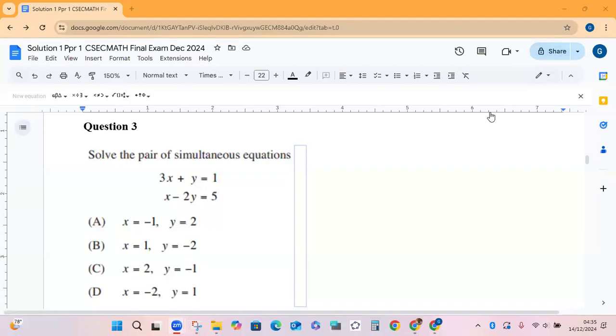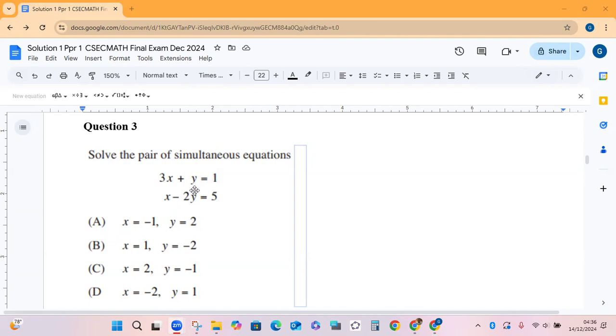Here we are going to discuss and demonstrate how to solve a pair of simultaneous linear equations. There are different methods. You have the elimination method, the substitution method, matrices, and graphically, and you also have trial and error. And you may have other methods also.